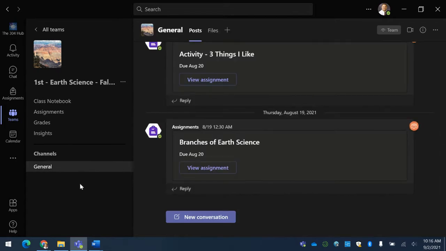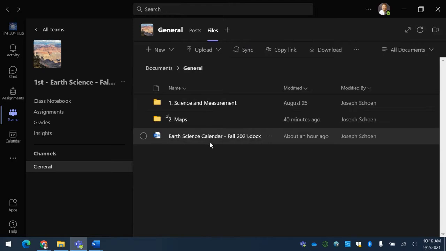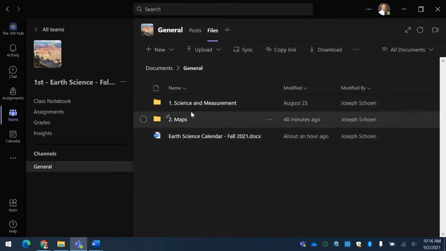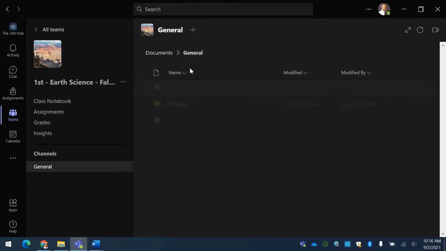Typically, most of my assignments are on paper, but I sometimes will assign them on the computer, and if so, they'll be through Microsoft Teams. Also here, you can click up here for files, and I give them copies of all of my notes and slides that I go through in each of the units. For example, here's our maps unit coming up, and there'll be notes on cartography, coordinates, and topographic maps, and the notes and slides are found there.